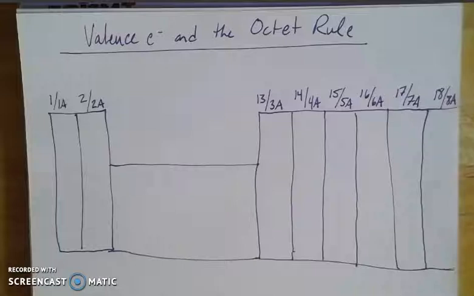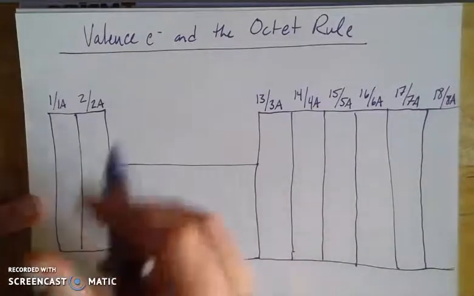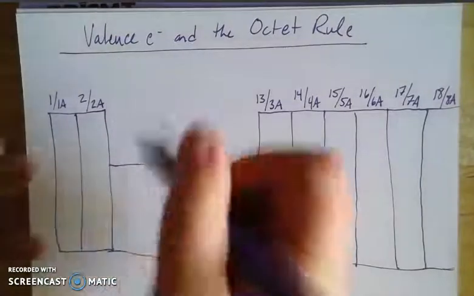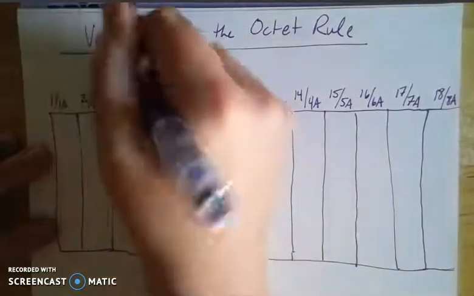All right, let's talk about valence electrons. And I want to introduce the octet rule for those of you who haven't seen it before. So we said that valence electrons are the highest energy electrons on an atom. So that's these valence electrons. So these are in the outermost shell, highest energy.